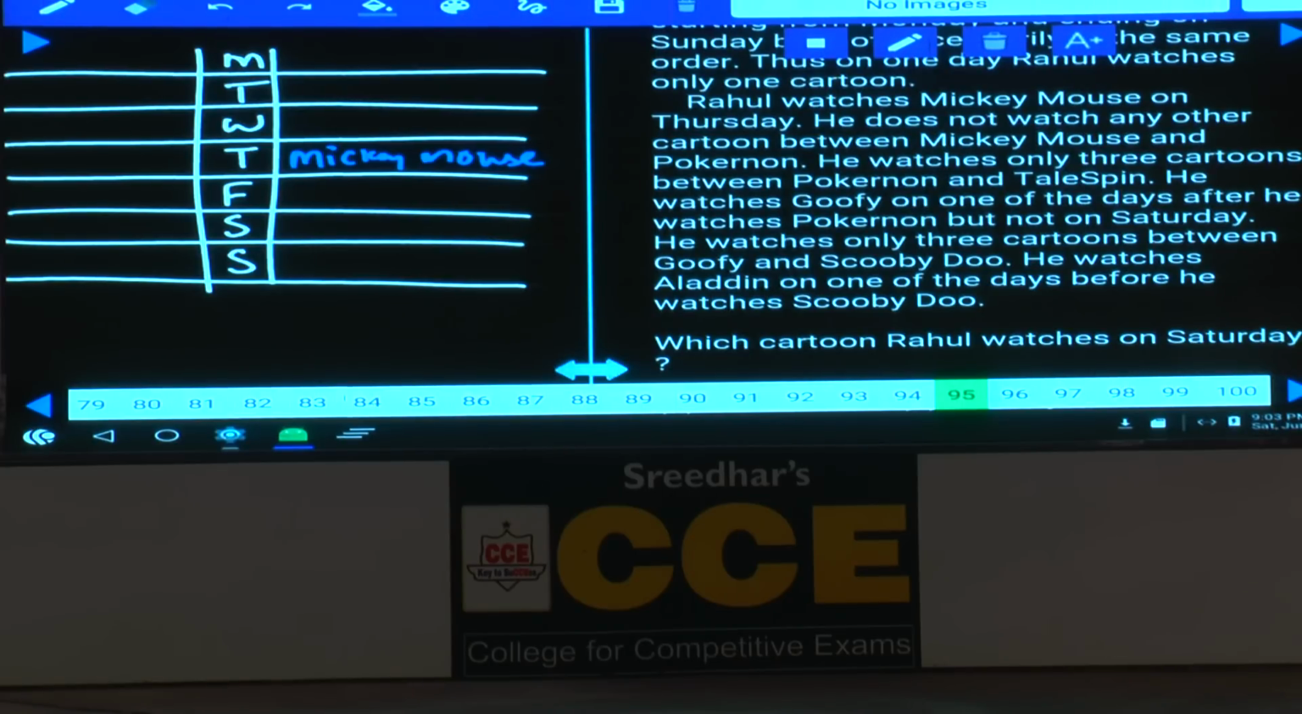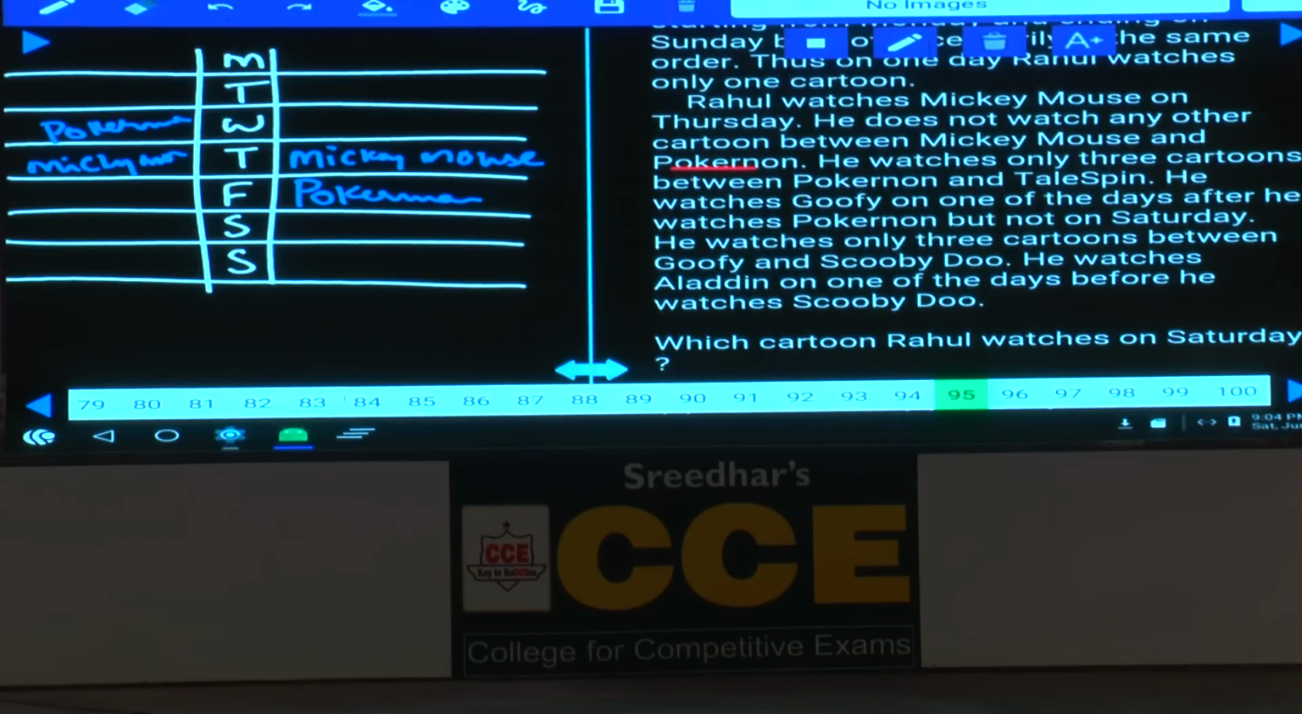And this Pokerman can be Friday, or what is the other possibility here? It can be on Wednesday. Because Mickey Mouse is on Thursday, and immediately before this one or immediately after this one must be this Pokerman. And this Pokerman can be either on Wednesday or Friday.